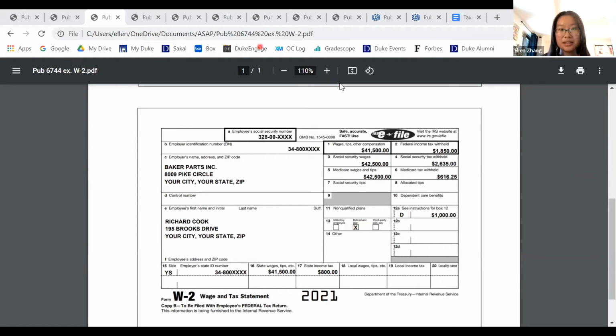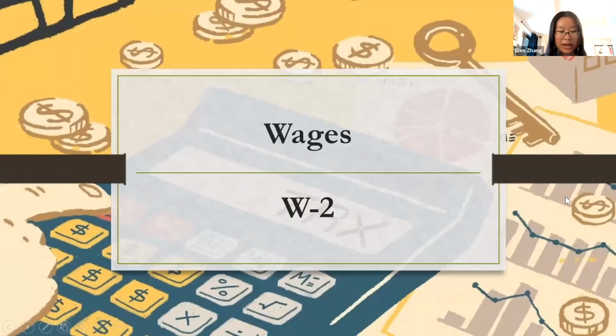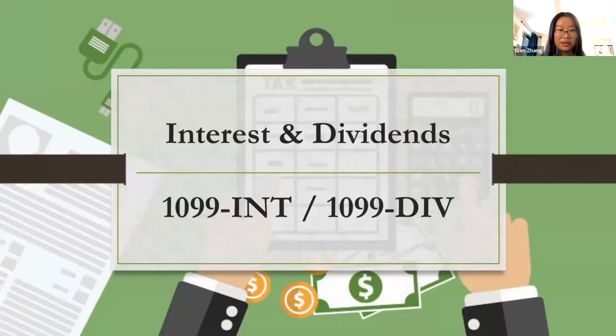All right, so I'm going to move back to my presentation. So we covered wages, which were found on the W-2 form. Now we're going to move on to interest and dividends. So interest income is just any interest generated by your investments. Usually this would be your savings account at the end of the year where you made maybe $5 of interest.